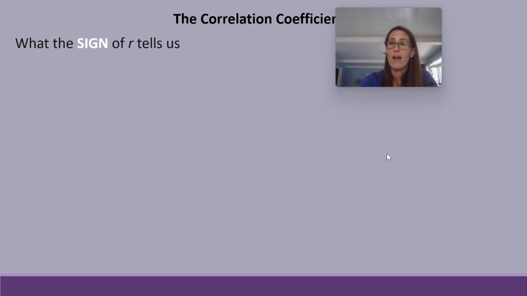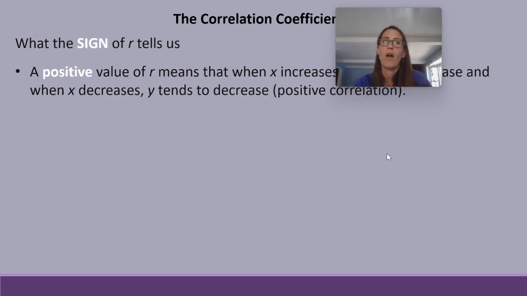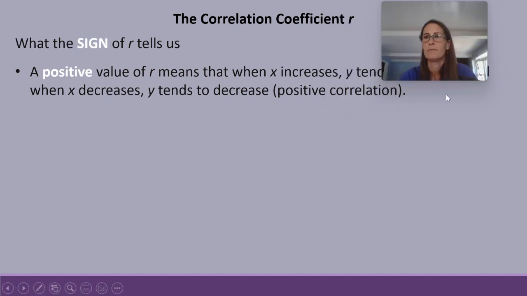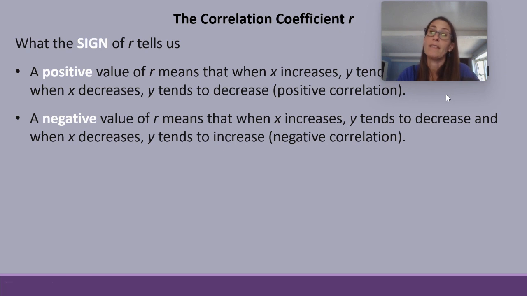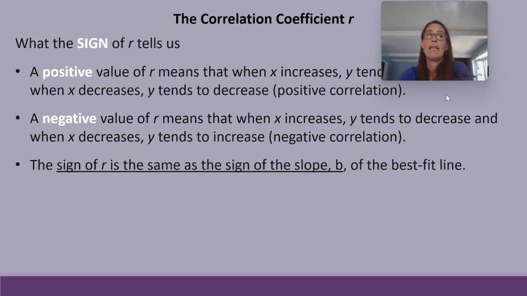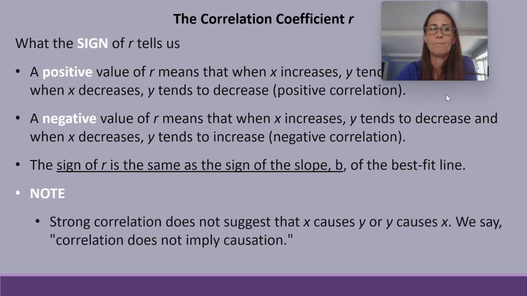So what does the sign of R tell us? A positive value of R means that when X increases, Y increases, and when X decreases, Y tends to decrease as well. That's like the positive slope that we saw when we were talking about slope. A negative value of R means that when X increases, Y tends to decrease, and when X decreases, Y tends to increase. So that would be a negative correlation and it would have a negative slope. The sign of R is the same as the sign of the slope B of our best fit line.